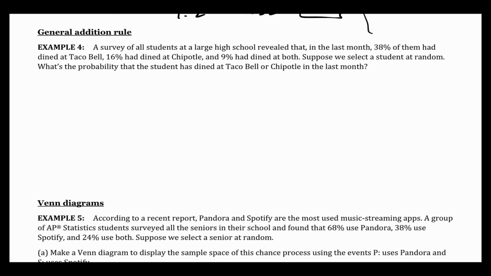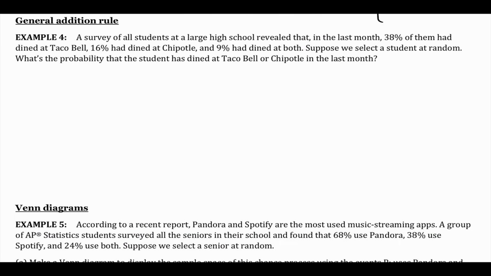All right. General addition rule. A survey of all students at a large high school revealed that in the last month, 38% of them had dined at Taco Bell. 16% of them had dined at Chipotle. And 9% had dined at both. Suppose we select a student at random. What's the probability that the student has dined at Taco Bell or Chipotle in the last month?